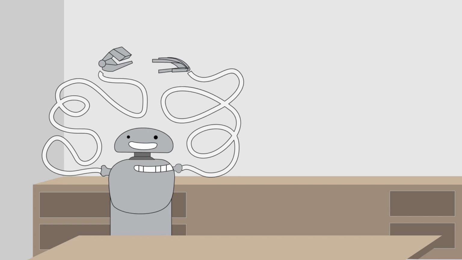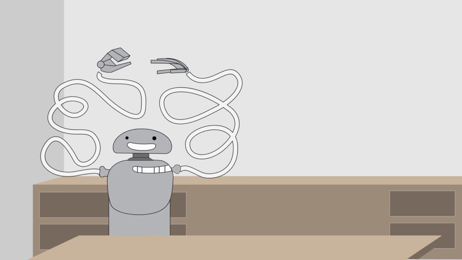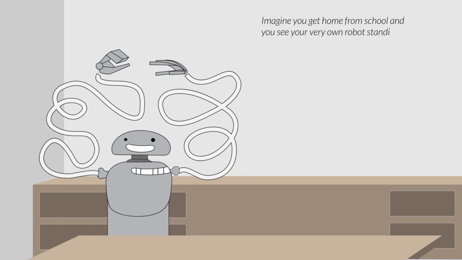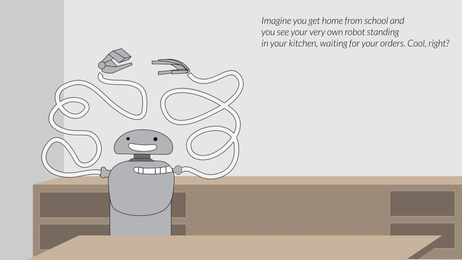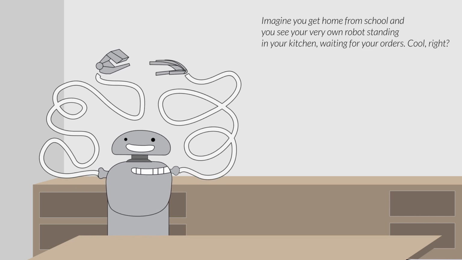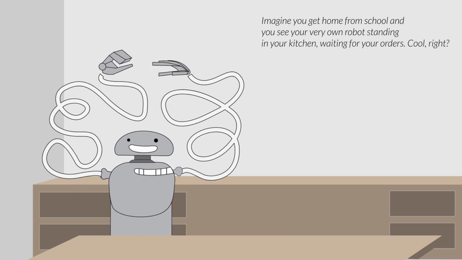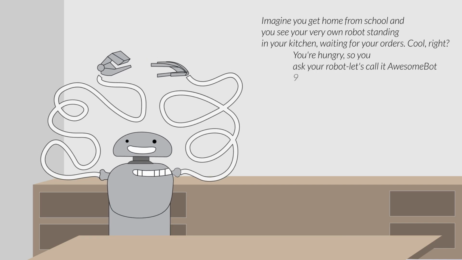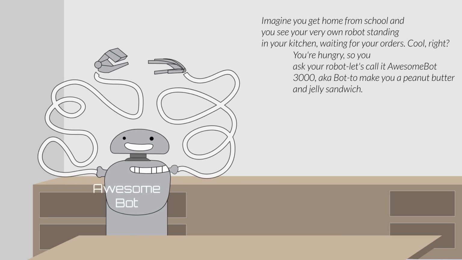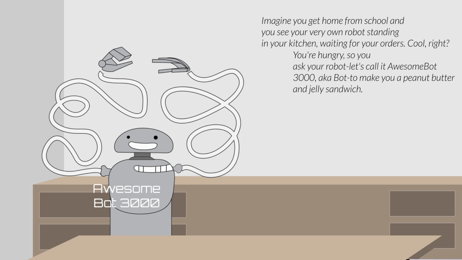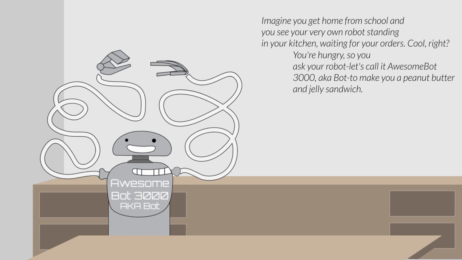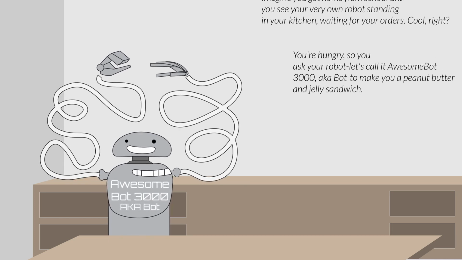Very good. I want you to follow along as I read out loud. The peanut butter and jelly effect. Imagine you get home from school and you see your very own robot standing in your kitchen, waiting for orders. That would be cool, right? You're hungry, so you ask your robot, let's call our robot AwesomeBot 3000, aka Bot, and you want it to make a peanut butter and jelly sandwich.